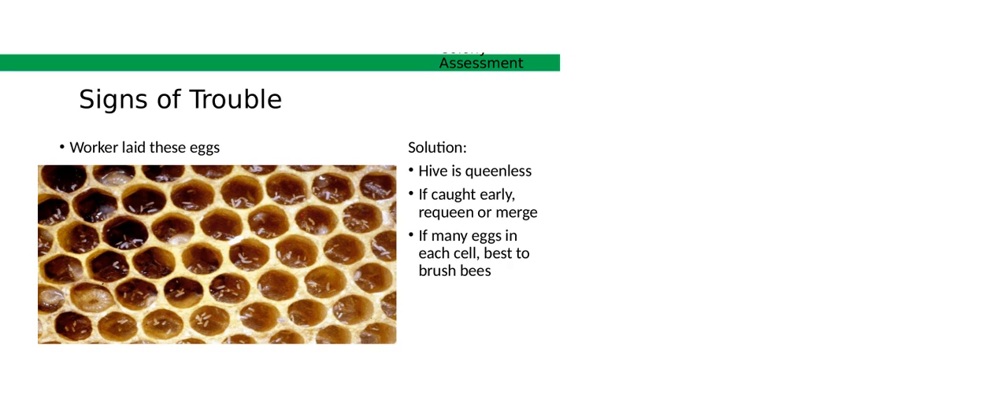So, signs of trouble. You guys might have seen this in the past. This would probably be the sign of a worker whose ovaries have kicked in and who is now laying eggs. If the hive is queenless for an extended period of time, you'll have a laying worker develop. One solution is that you can try to requeen.